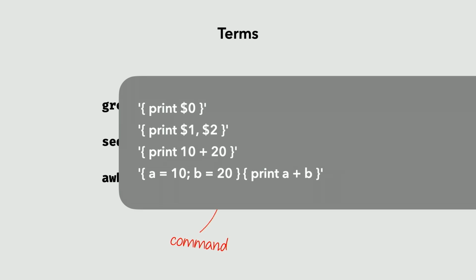We can tell it to do math, add 10 to 20 and print 30. And it can even handle variables. In the first set of brackets, I can assign 10 and 20 to variables A and B. And then in the second set of brackets, I add those variables together and print 30.